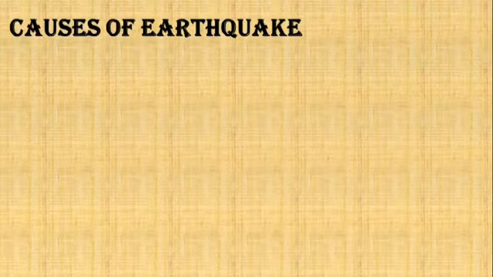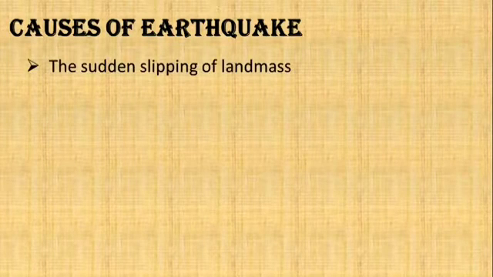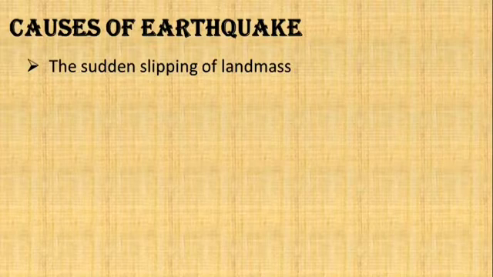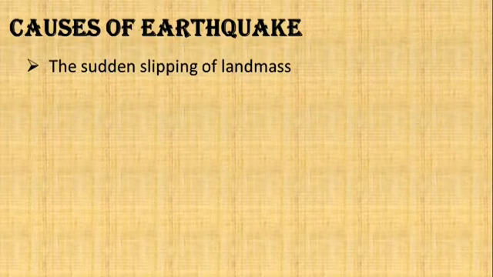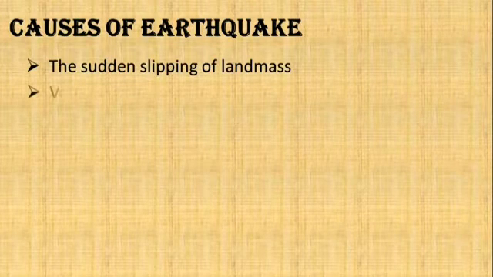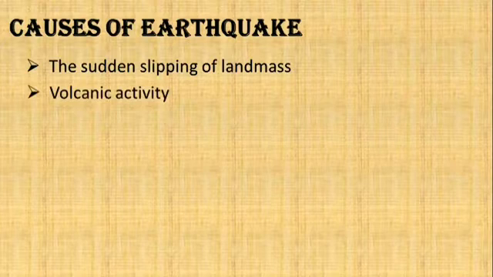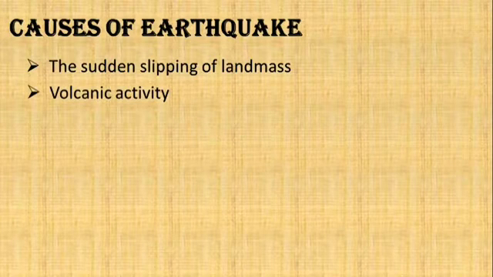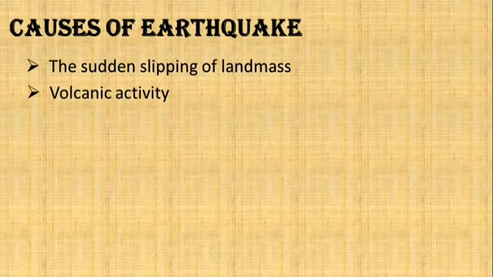Now let's see what the causes of the earthquake are. The major cause of the earthquake is the sudden slipping in a portion of Earth's crust. This sudden shifting of landmass causes upward movement in the crust, sending vibrations into the surrounding portions. Sometimes the surface itself cracks. Another cause of earthquake is volcanic activity. The violent eruption causes the earth in its vicinity to shake. Earthquakes are most common in volcanic areas.